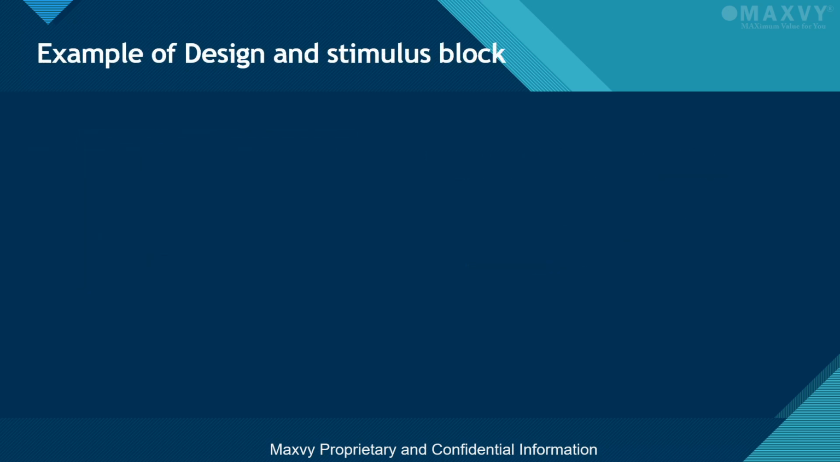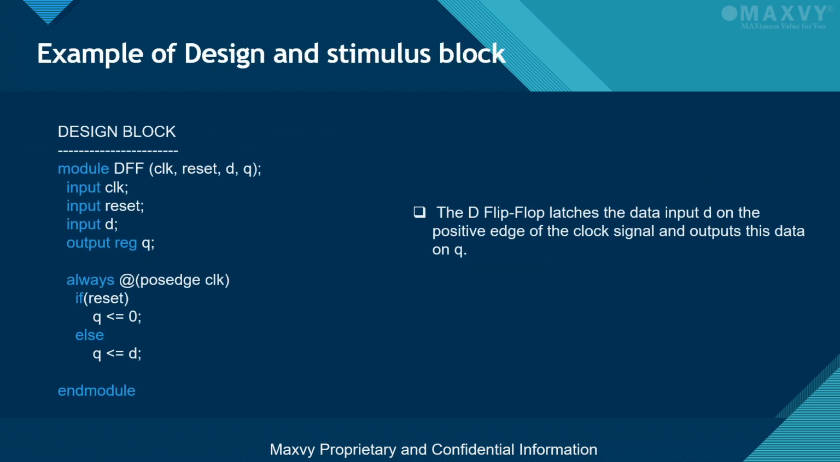Example of design and stimulus block. Here you can see the basic design block of a data flip-flop. The data flip-flop latches the data input D on the positive edge of the clock signal and outputs this data on Q. Here we define the D flip-flop module as DFF with inputs clock and D and output Q. Inside an always block triggered by the positive edge of the clock, we assign the value of D to Q.